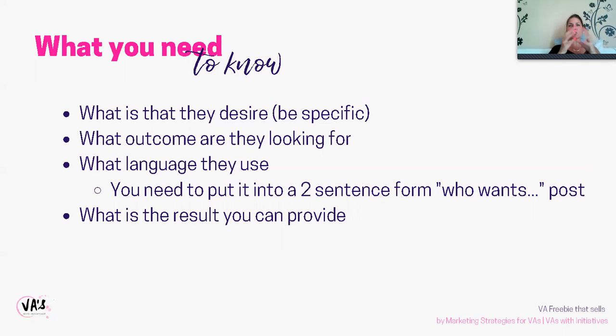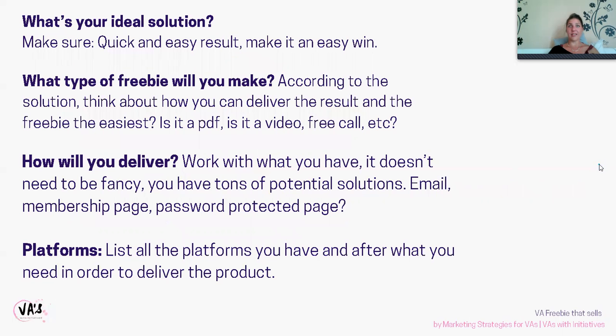So those types of words, I'm pretty sure if you go on Facebook into a couple of groups, you can straight away copy a couple and reverse engineer for your offer. It's like, what is the result you can put in there? So that's the language, how they identify what they need. So when they read that, they will be like, oh man, yeah, that's me. Okay, so what is the result you can provide? These are the things you need to know before you start doing your freebie that sells.